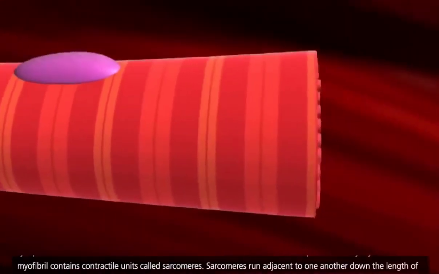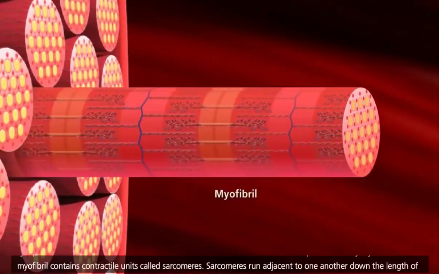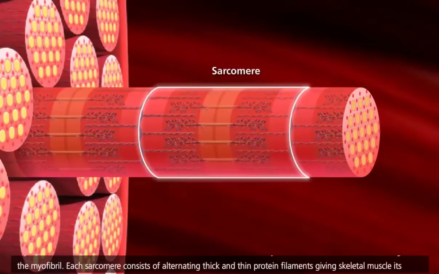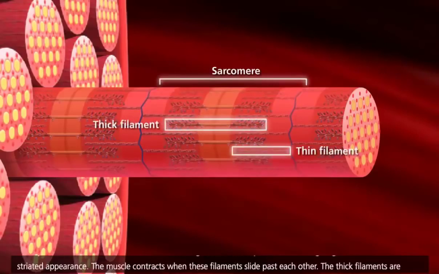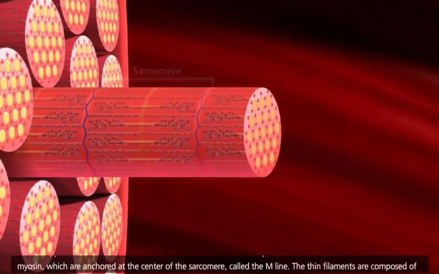Muscle fibers are composed of many myofibrils. A myofibril contains contractile units called sarcomeres. Sarcomeres run adjacent to one another down the length of the myofibril. Each sarcomere consists of alternating thick and thin protein filaments, giving skeletal muscle its striated appearance. The muscle contracts when these filaments slide past each other.